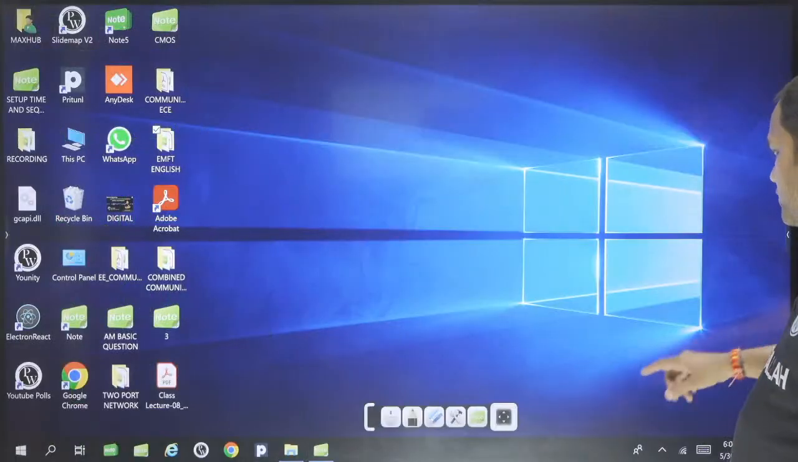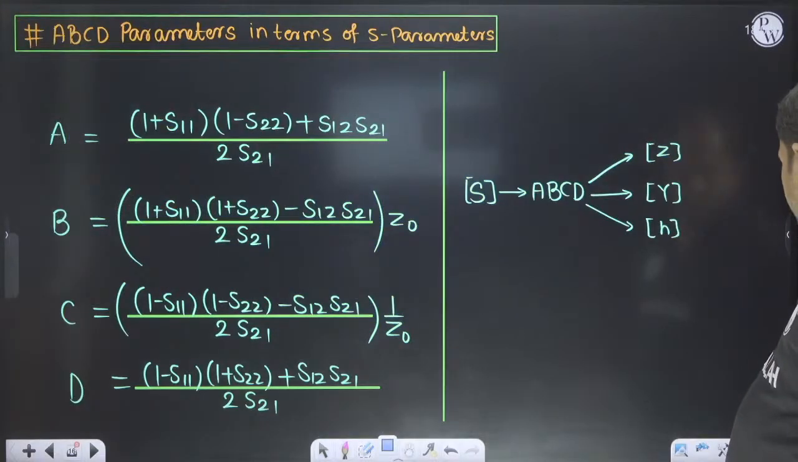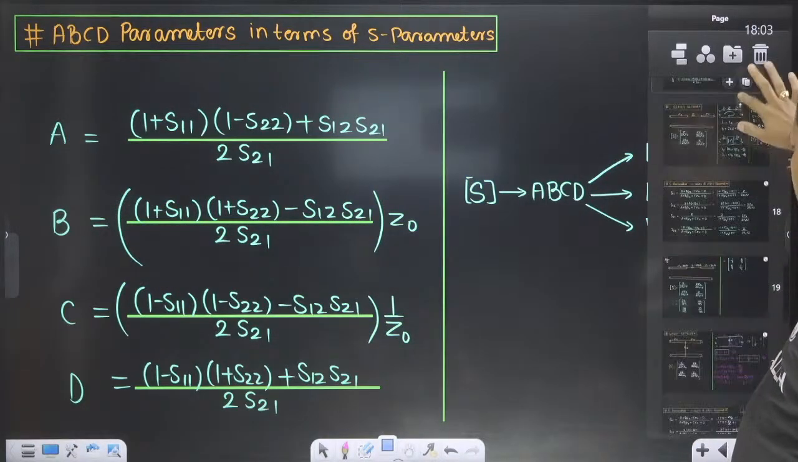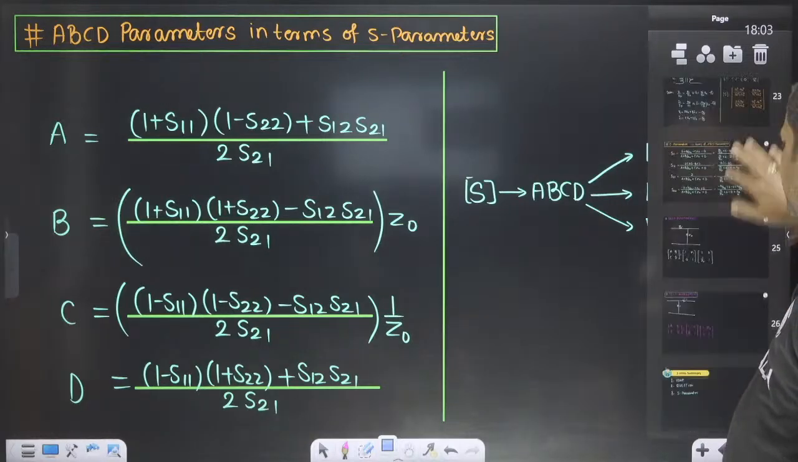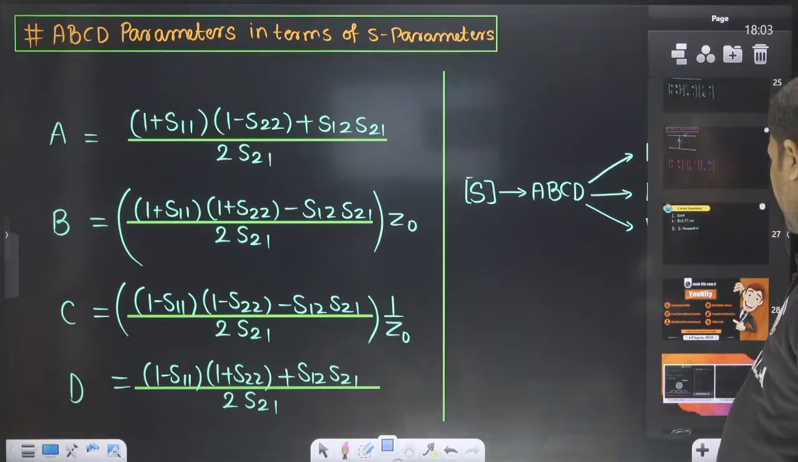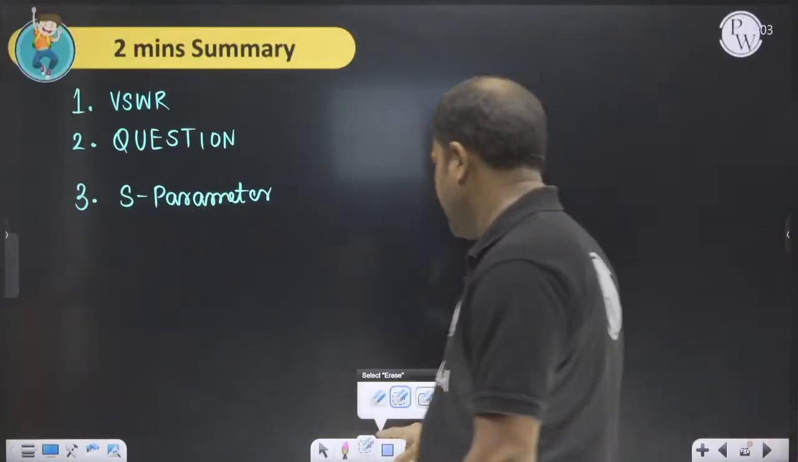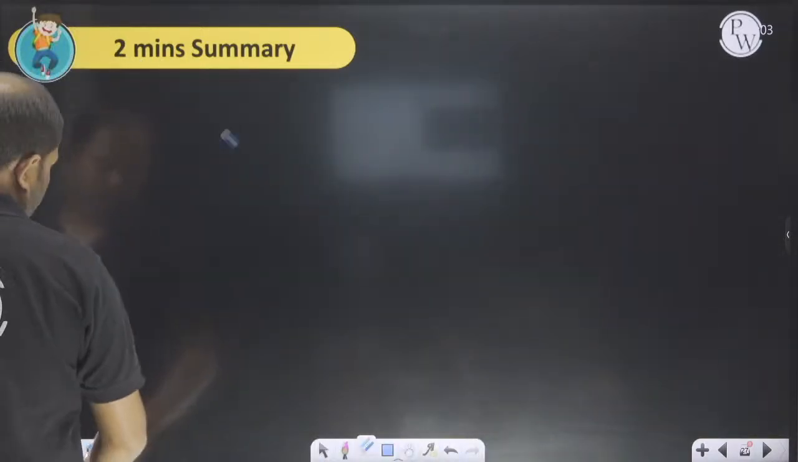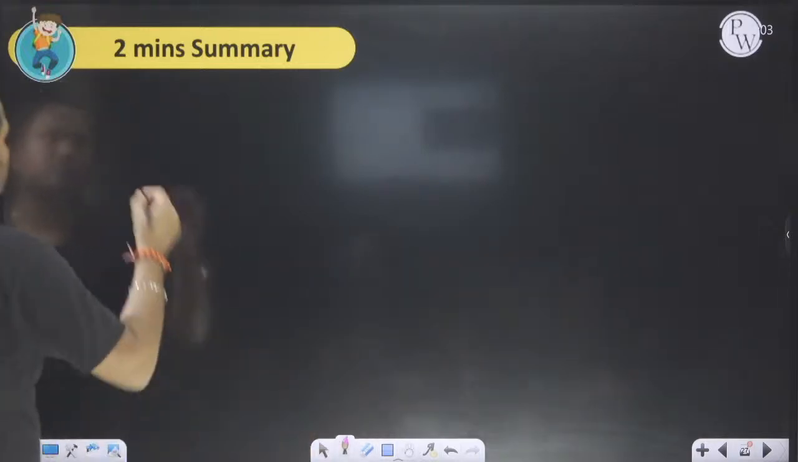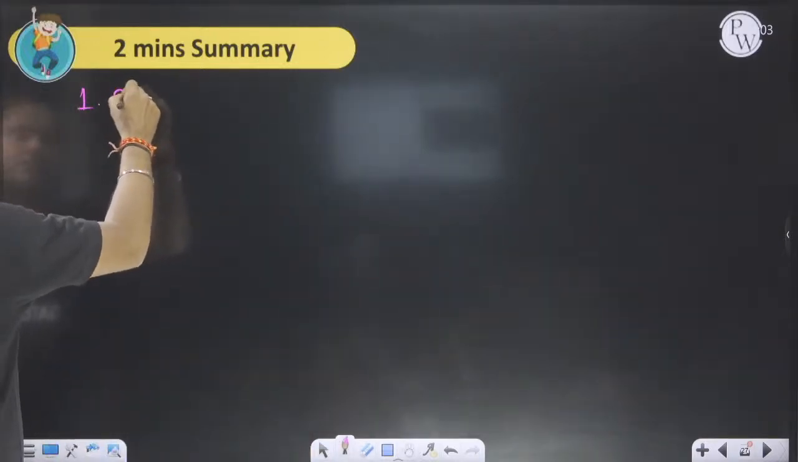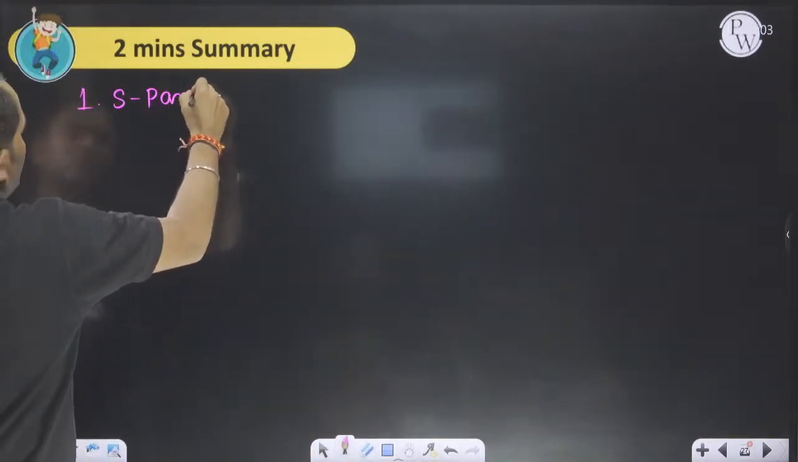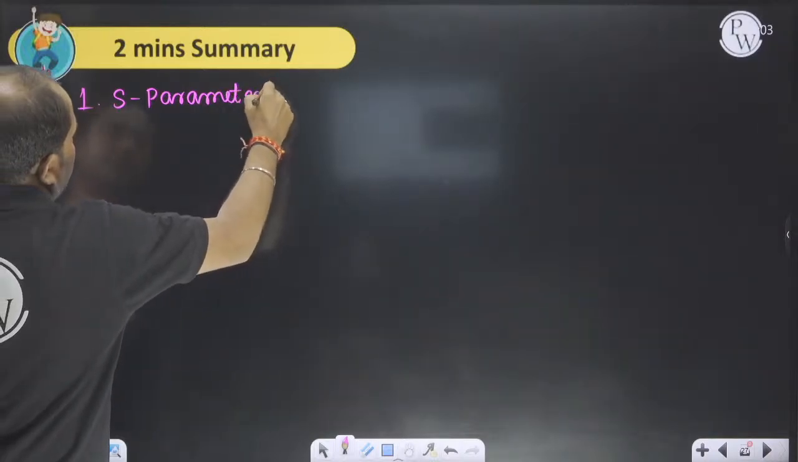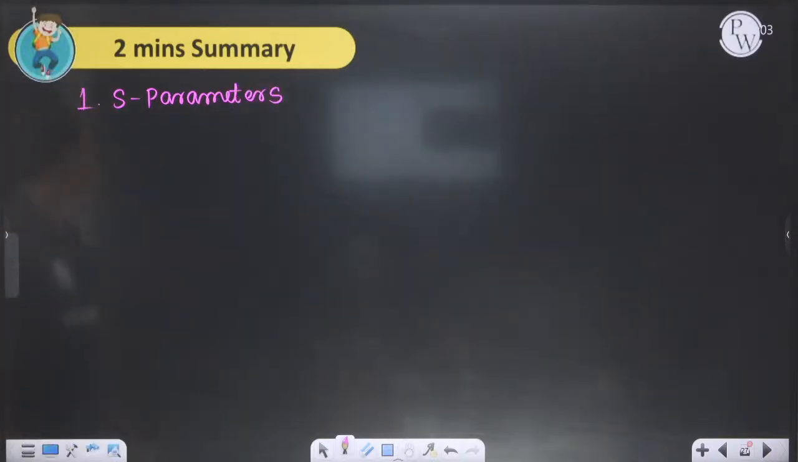So our topic is over. Our S parameter topic is somewhat over. Only one point is left, that is insertion loss and everything. I will do that in 10 minutes in tomorrow's class, and after that we will do the questions. Tomorrow we will do all types of questions on S parameters.